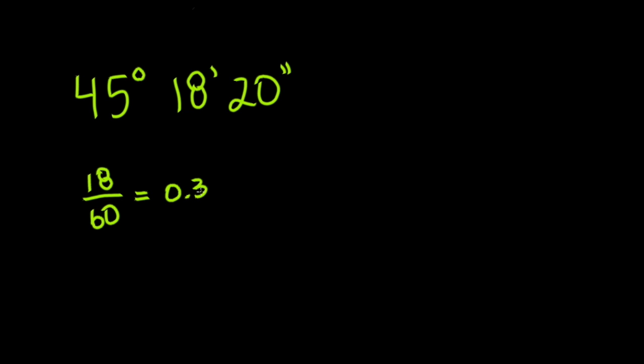Our next number is the seconds number. This number is 20. Since we know that there are 3,600 seconds in an hour, we are going to divide 20 by 3,600. The answer to this fraction is 0.006. However, since our previous answer, 0.3, is in the 10th place, we want our next answer to be in the 100th place. So we're going to round 0.006 to 0.1.